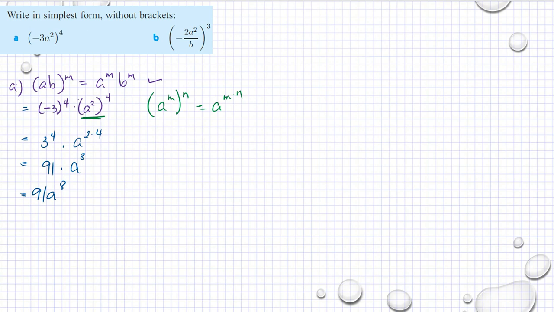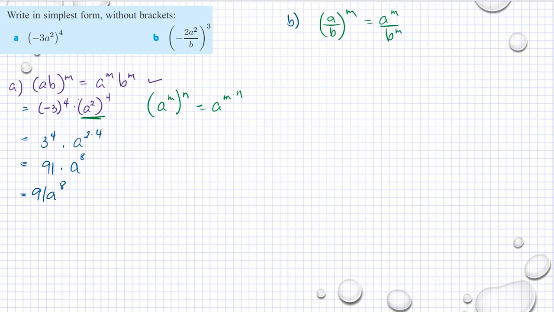Okay, another one is we have negative 2a raised to 2 divided by b, in parentheses, raised to 3. Then we have a law saying that we can use this one. I use green. We have a divided by b, all raised to m, is the same as a raised to m divided by b raised to m. We can use that.